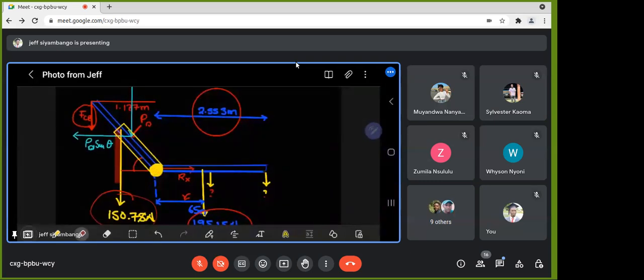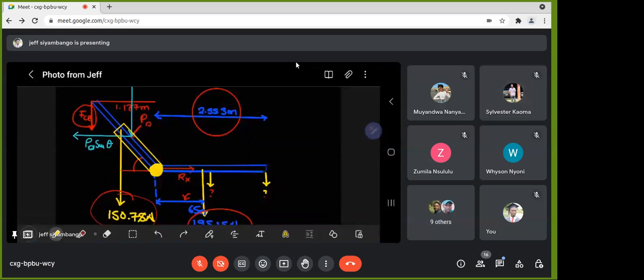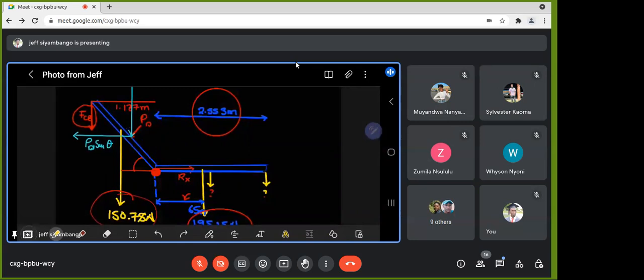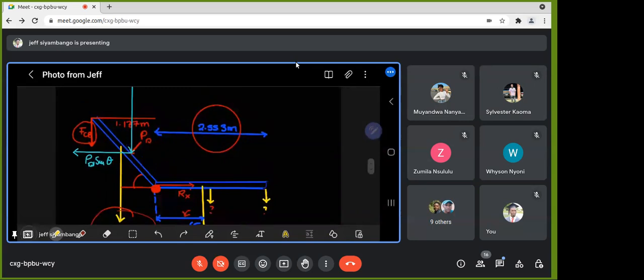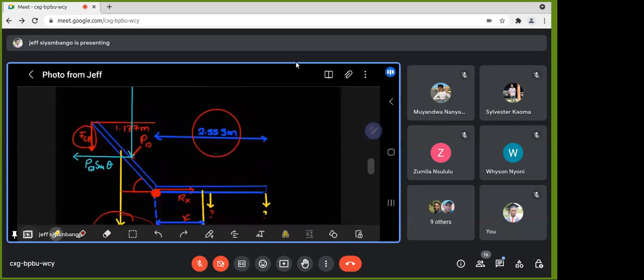Have we got that? Yes. Okay, so that sorts out the weight. We have 3 more forces to deal with.